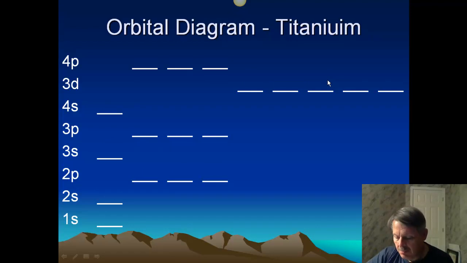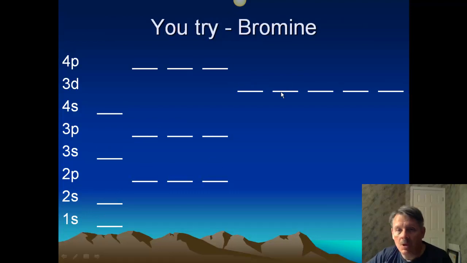All right. Titanium. Go ahead and pause the video. Try that one. All right, titanium is number 22. 1, 2, 3, 4, 5, 6, 7, 8, 9, 10, 11, 12, 13, 14, 15, 16, 17, 18, 19, 20, 21, 22. There's titanium. Okay, we're good? All right, you try bromine.